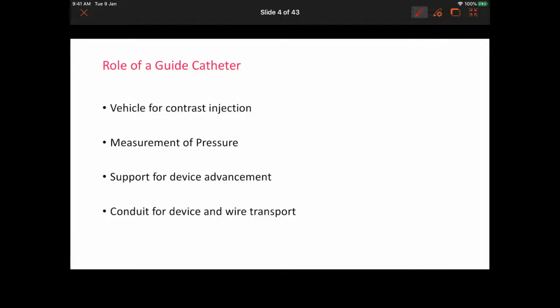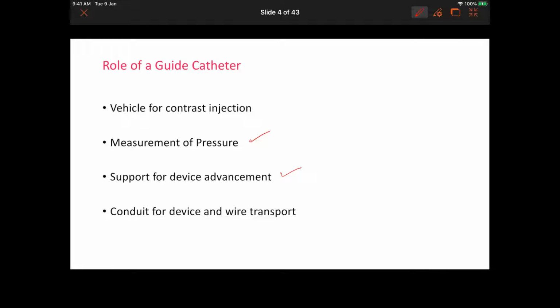So what role does a guide catheter have in a routine intervention? First of all, it's a vehicle for contrast injection. Through this, we inject contrast, the dye, to visualize various structures. It is used to measure pressures. What are the LV pressures, aortic pressures, pulmonary pressures, wedge pressures? All these we can measure directly, taking the catheter inside and connecting it to the pressure port.